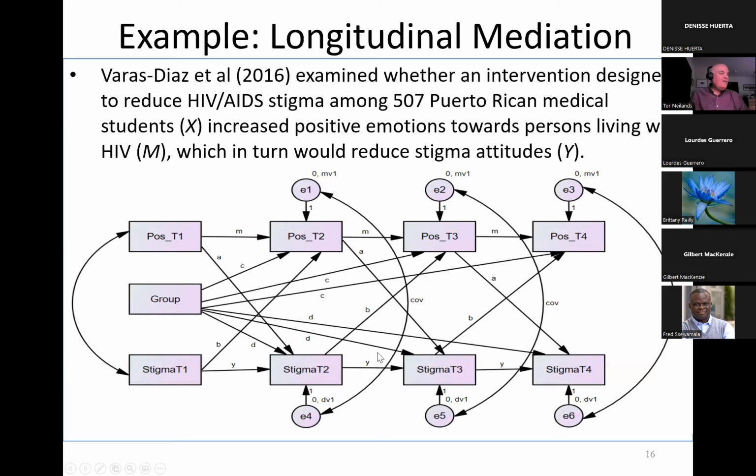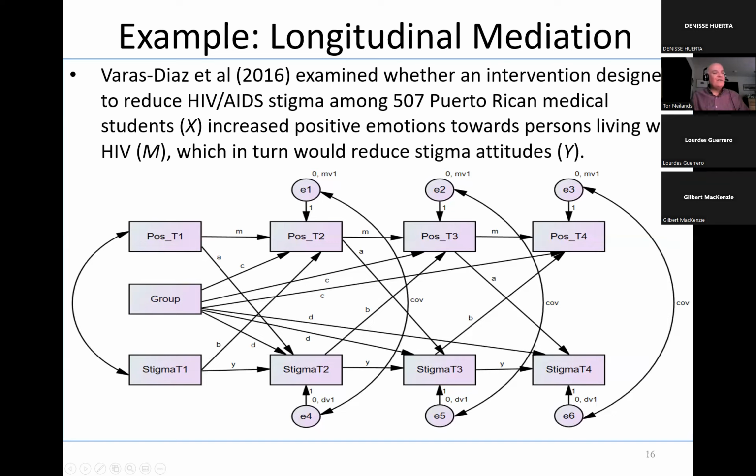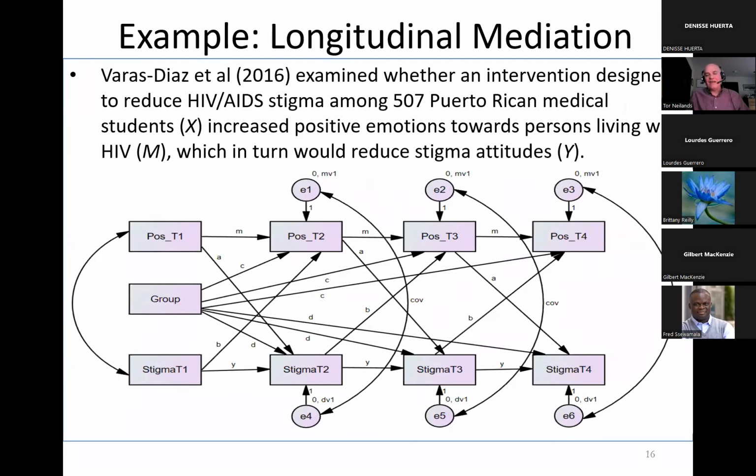And then we allow the model to have covariance between the residuals. That's what the E1, E2, E3, E4, E5, and E6 are. Those are residual variance estimates, and these double-headed arrows represent covariance. So the details of the model are probably less important than the big takeaway here, which is you can fit pretty complex models using SEM and get potentially interesting results.